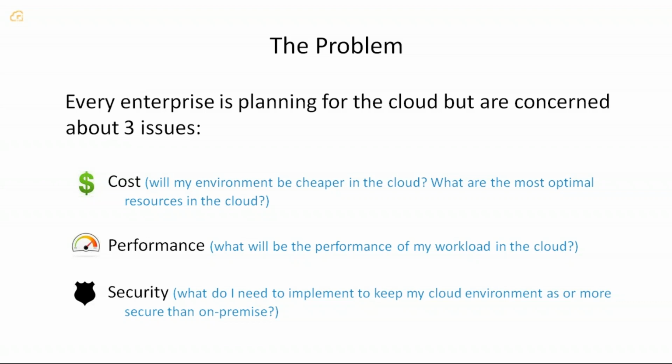And then finally, security. Security is rising as a huge priority in terms of migration planning. This is in particular relevant given the recent security breaches and exposures that were in the news around Amazon. So enterprises are asking what they need to do to keep their cloud environment as secure or more secure than on-prem.